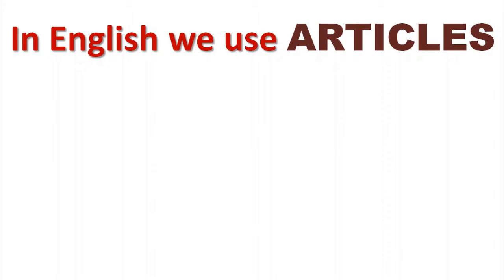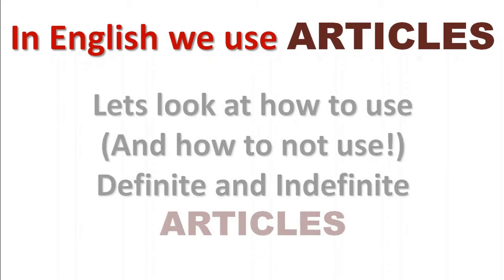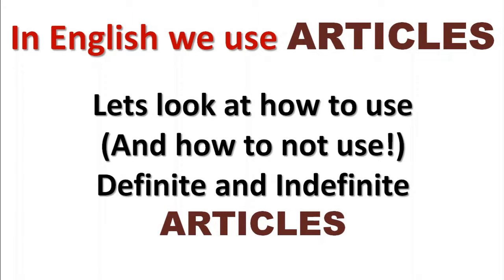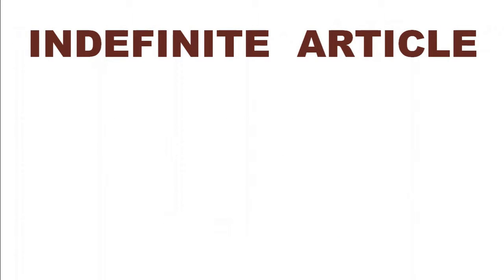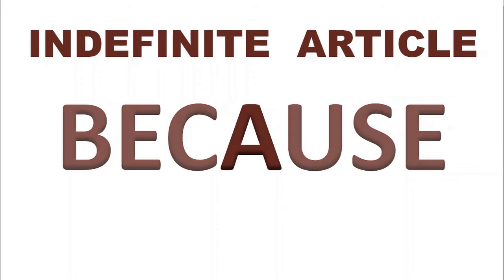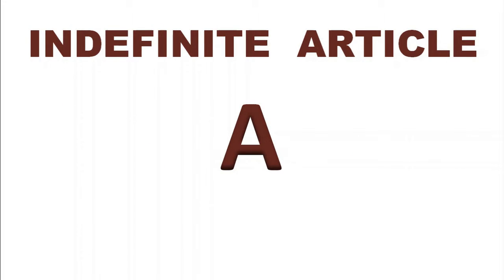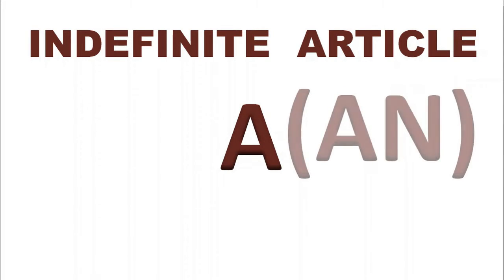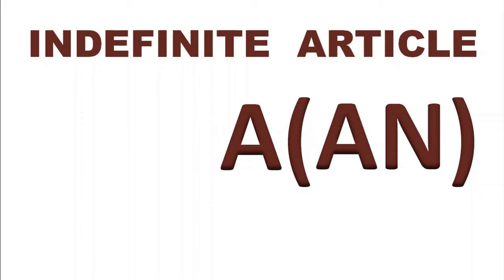So let's look at how to use and how to not use definite and indefinite articles. The is actually the definite article, but first of all, we're going to look at the indefinite article. We've seen this before, because, and in the middle of because is a, and a is the indefinite article, or a. We also, of course, use an, and I think we should explain that in the first place.